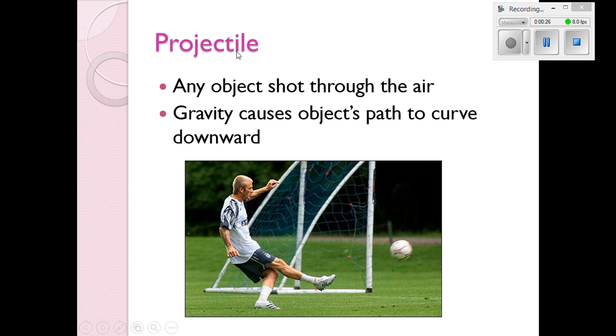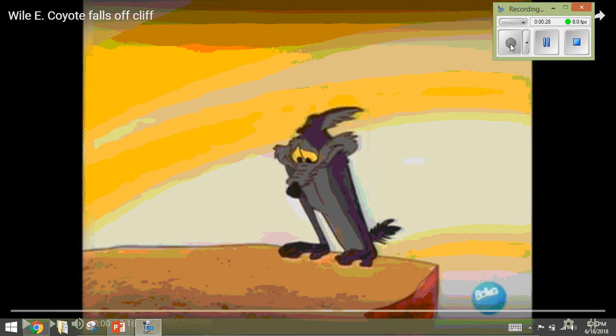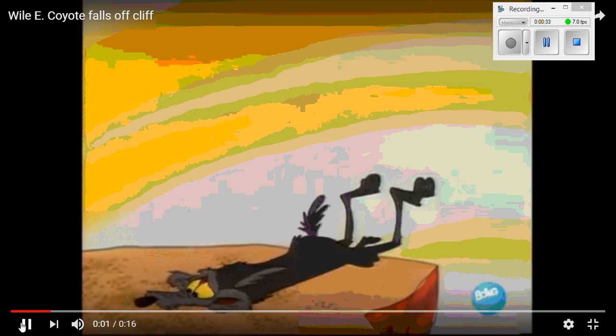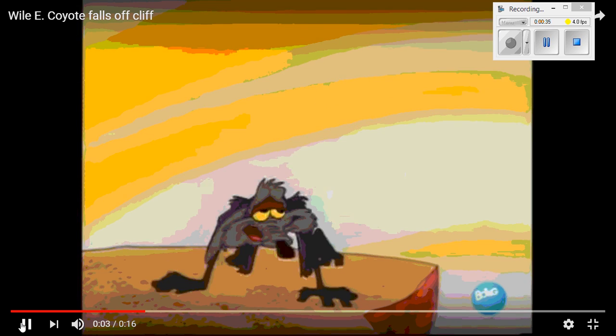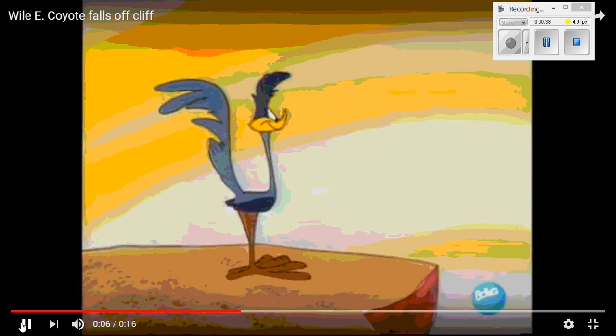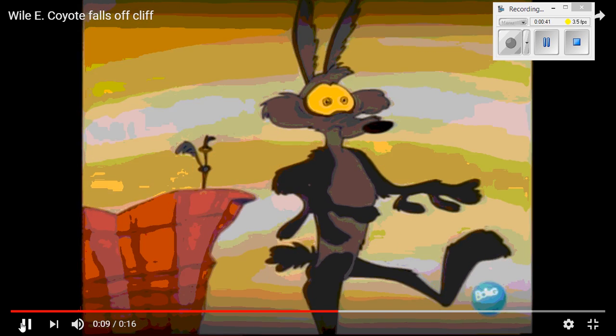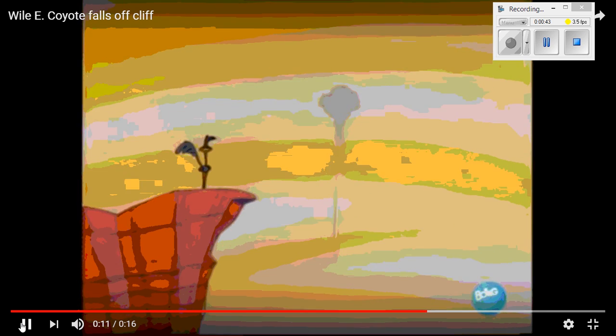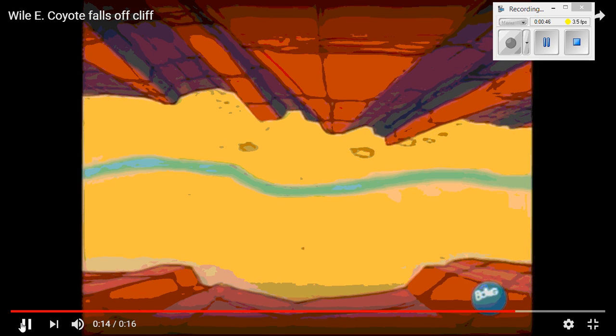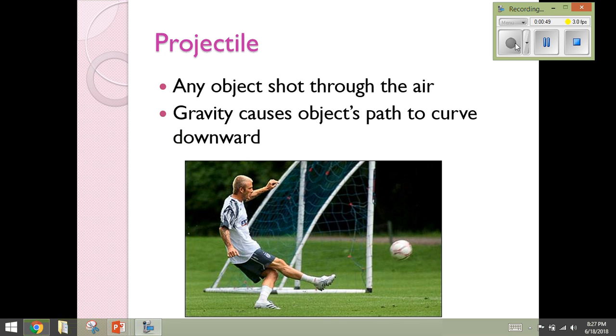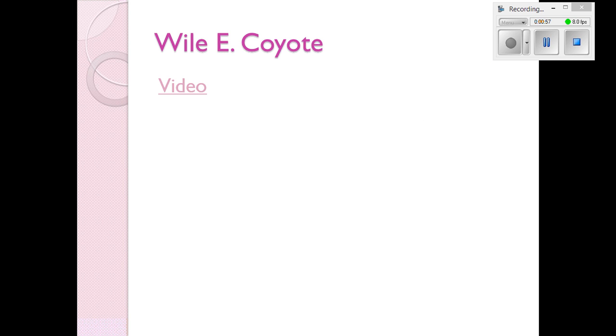Okay, so I'm sure you've seen some Looney Tunes. And hopefully you recognize that while it was funny to watch when we were a kid, that is not the true motion that Wile E. Coyote would go if he were to actually fall off the cliff.